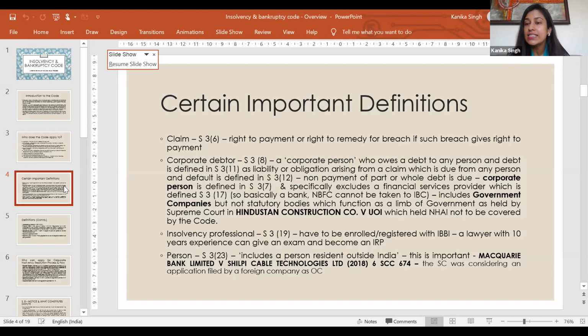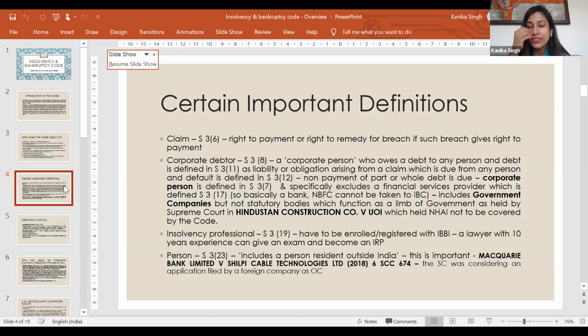Another important thing is that government companies can be considered as a corporate person. So you can take out an action against a government company, but you cannot take out an action against a statutory department of the government or something that has been created by a statutory act like NHAI. In the very famous case of Hindustan Construction versus Union of India, the Supreme Court ruled that a statutory body, which is a limb of the government, cannot be made a corporate debtor in an insolvency process.